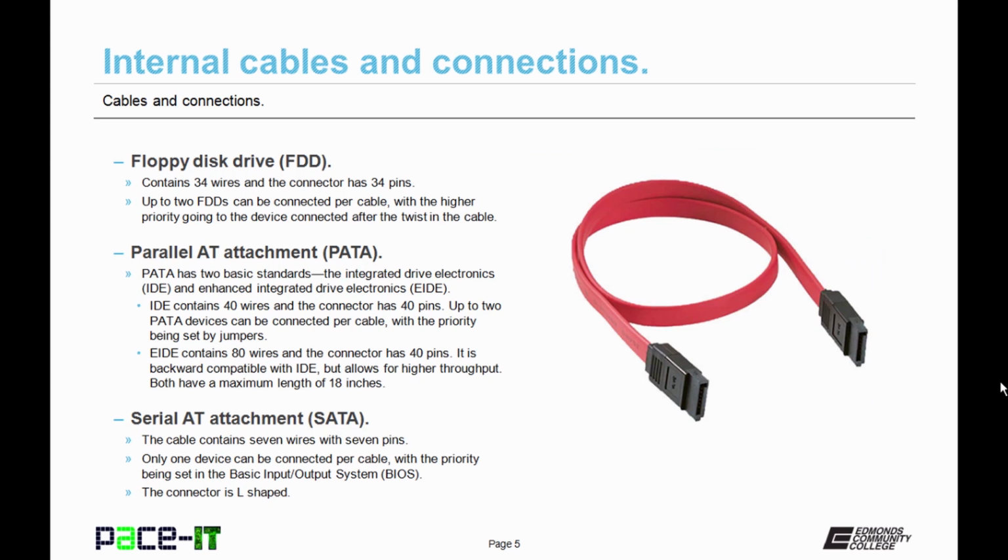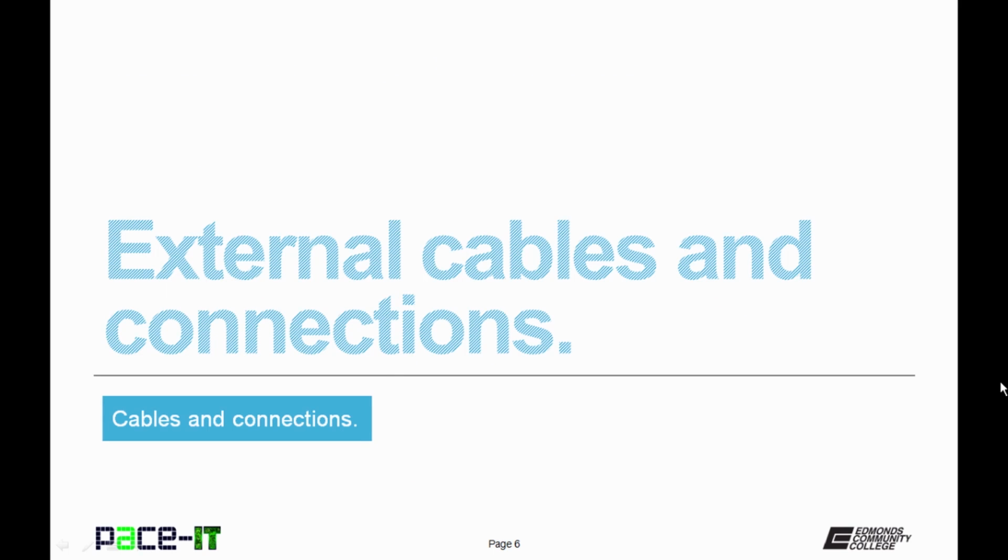Now moving on to more modern standards, we have the serial AT attachment, the SATA cable. Now this cable contains 7 wires with 7 pins. Only one device can be connected per cable, with the priority for SATA devices being set in the BIOS. The connector is L-shaped, so it can only be inserted one way. That's a keyed connector.